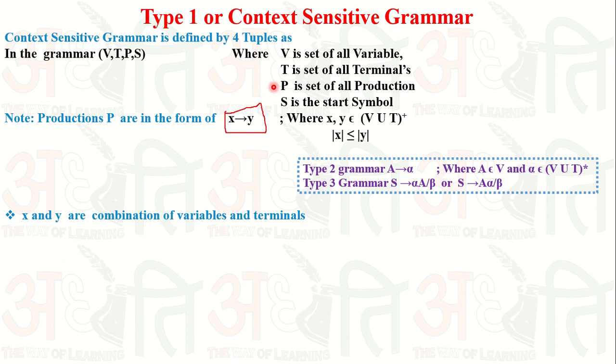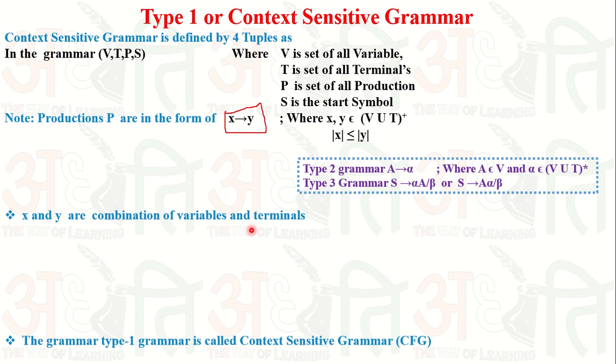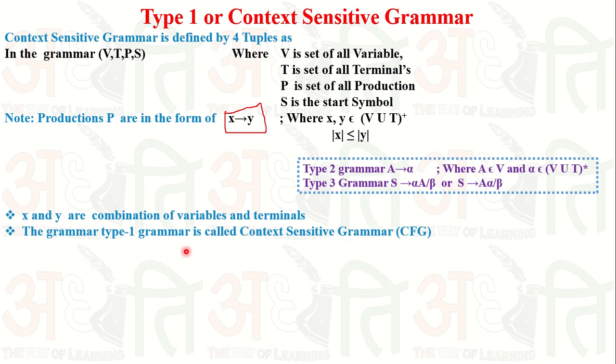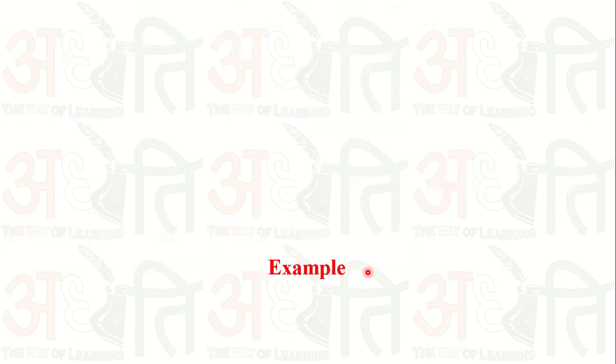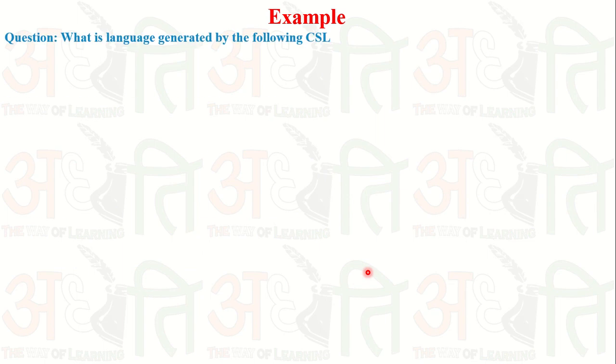Now let's see some definitions. X and Y are combinations of variables and terminals. The type 1 grammar is called context sensitive grammar. The language generated by the type 1 grammar is called context sensitive language. And the machine which accepts the context sensitive language is known as a linear bounded automata, or LBA. So there are three things: the language is a context sensitive language, the grammar is a context sensitive grammar, and the corresponding automata is a linear bounded automata. Let's have an example on it so you can have a better understanding.